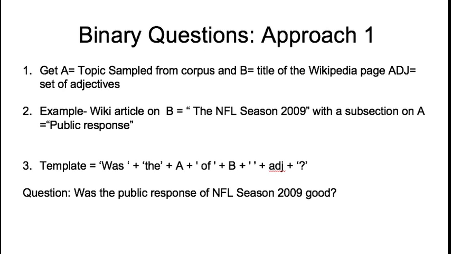So our first approach to generate binary questions is as follows. We extract A, which is a topic sampled from the corpus, and B, which is the title of the Wikipedia page, along with adjectives which could either be predefined or taken from the source. So an example of this would be B equal to the title, NFL season 2009, and a subsection called public response, which is going to be equal to A. We are going to use the template, was the A of B adjective, followed by a question mark, and the question which would be generated is, was the public response of NFL season 2009 good?